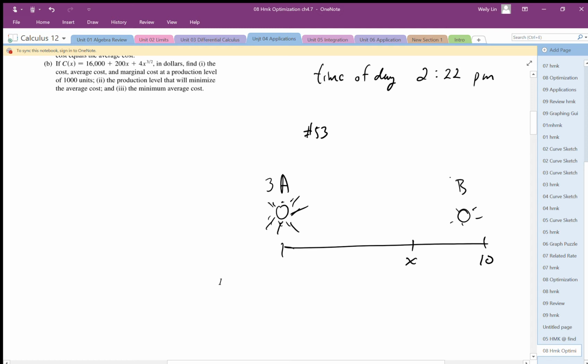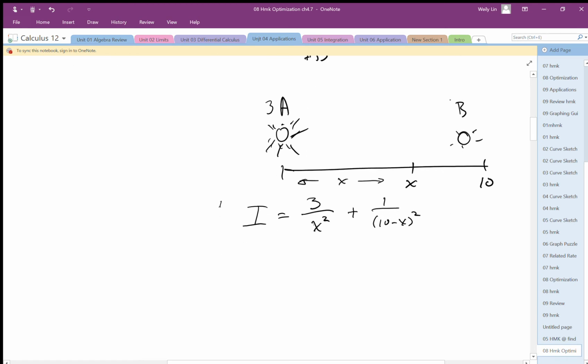And we know that the illumination is equal to, well, the illumination from A is going to be 3 times greater, so it's going to be 3 over x squared, because the distance from here to here is x. We know it's inversely proportional. And we want to add that to the illumination from this side, so it's going to be 1 over 10 minus x squared. And we want to find out when the illumination is the least with respect to x.